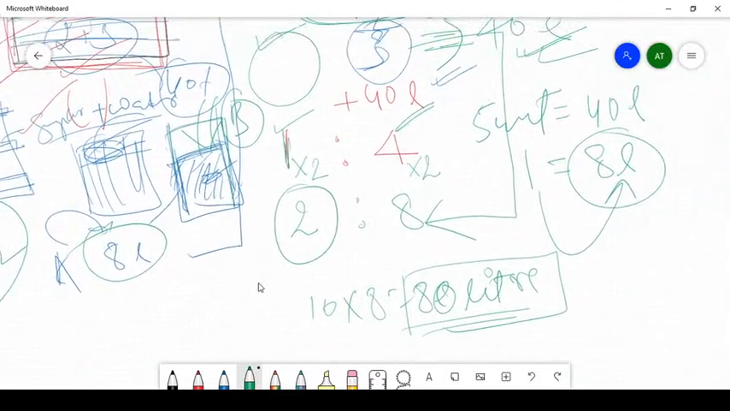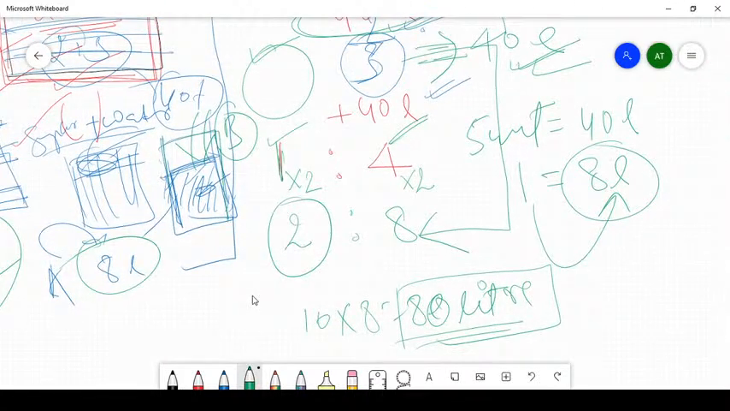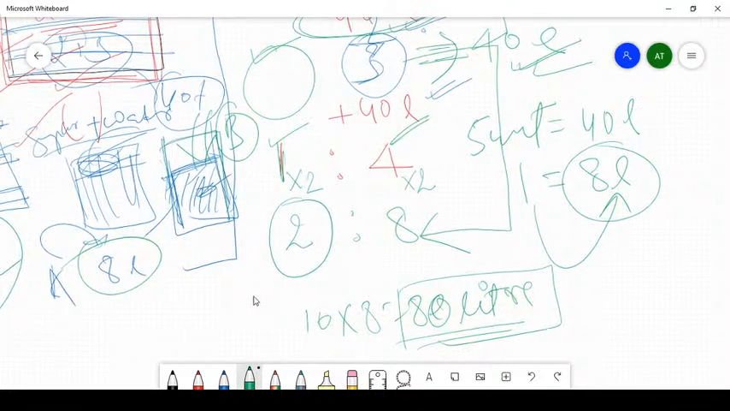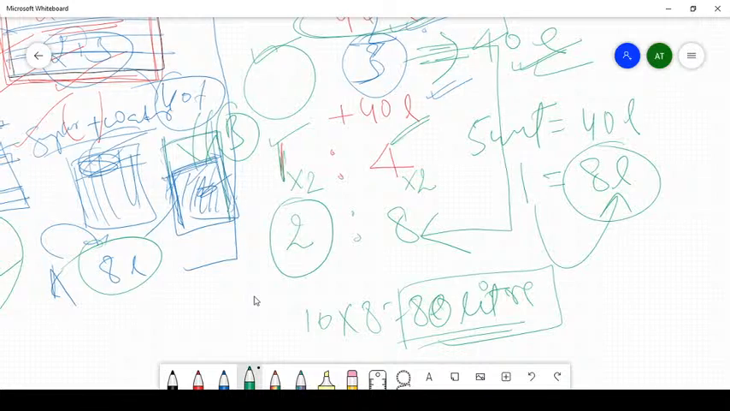Right? Then this question is hardly 5 to 10 seconds. I am explaining you each and every concept. That's why I'm taking so much time. If you solve it on your own, with proper understanding of percentage, then it hardly takes 5 to 10 seconds to solve this question.